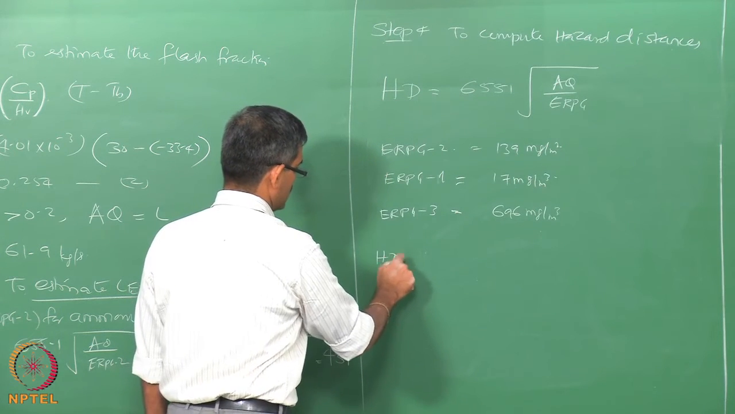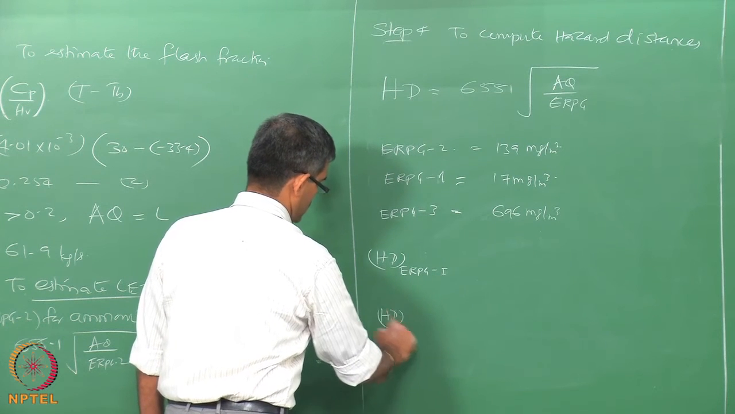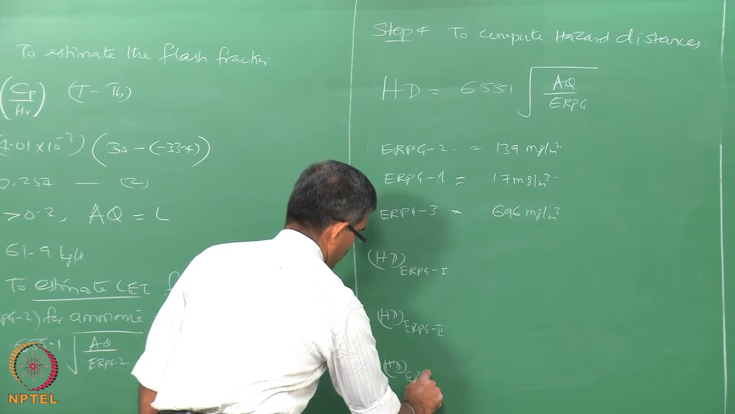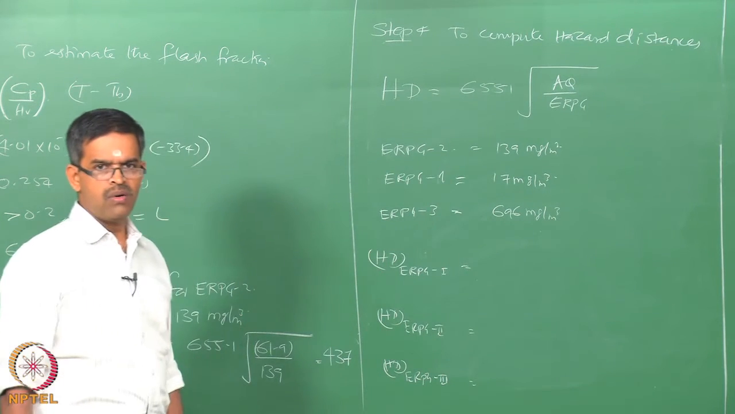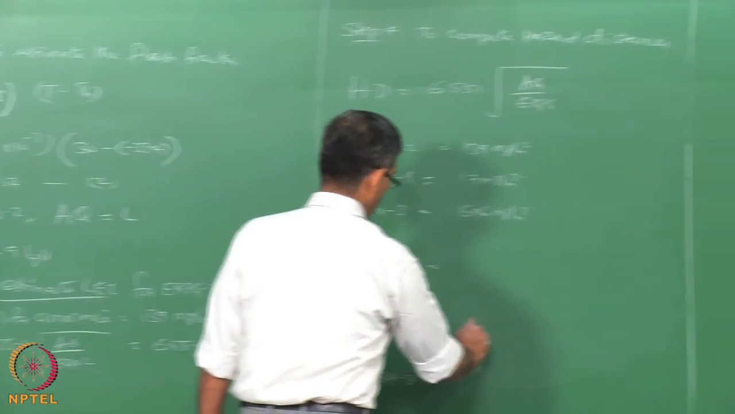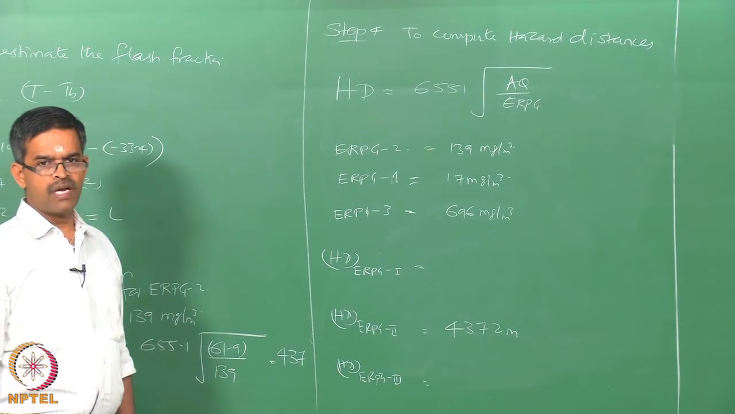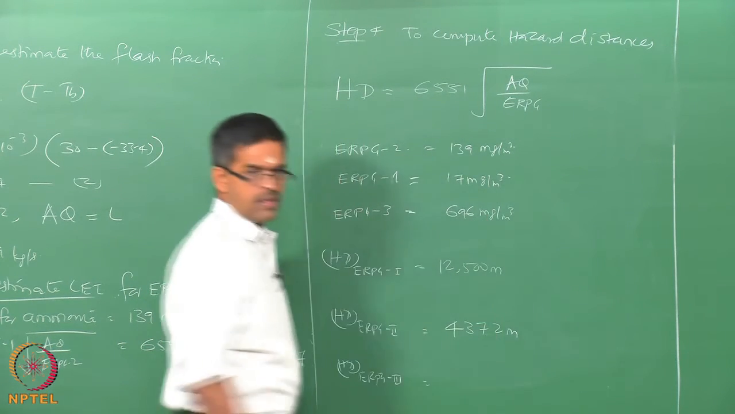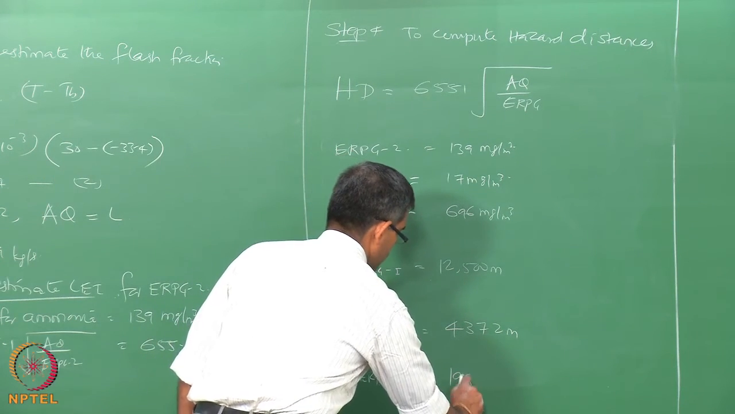So, corresponding hazard distances for ERPG 1, hazard distance for ERPG 2 and hazard distance for ERPG 3 can be computed using this expression as you see above. So, hazard distance for ERPG 2 comes to 4372 meters. Hazard distance for ERPG 1 comes to 12,500 meters, and hazard distance for ERPG 3 comes to 1953 meters.